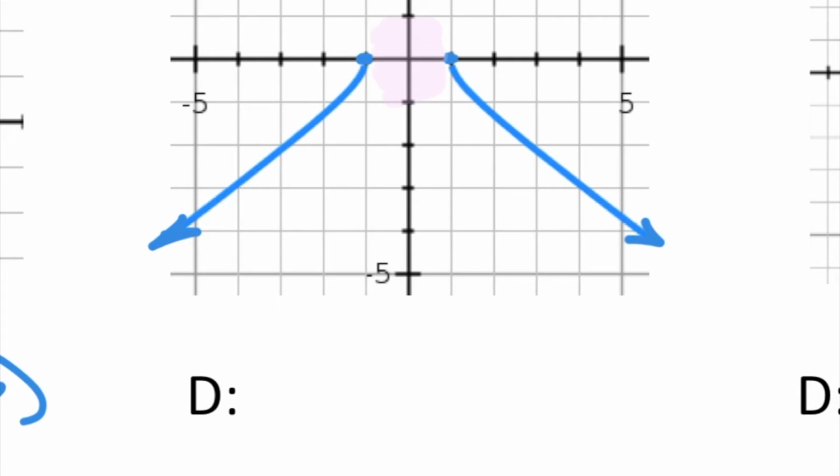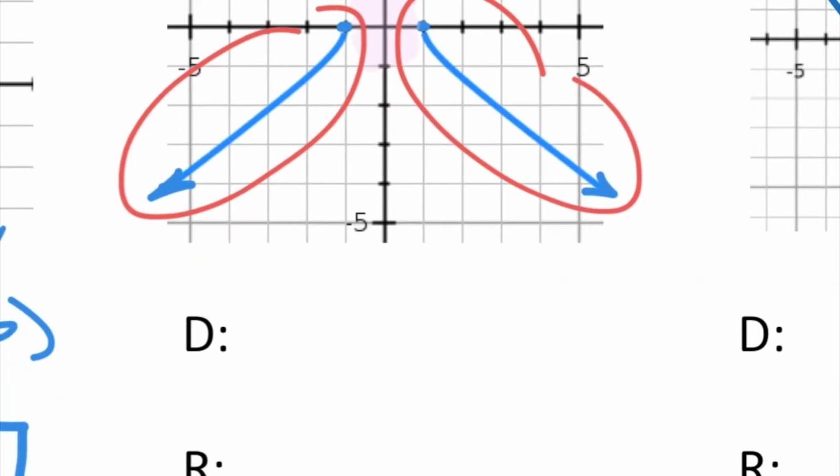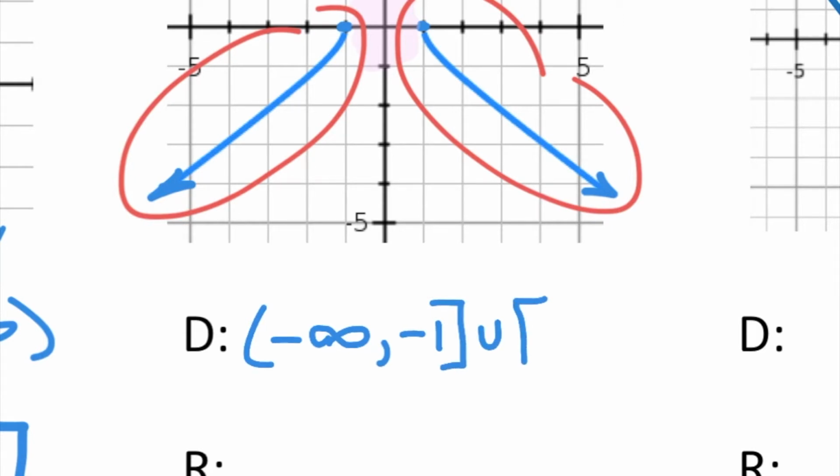And so the domain is going to be in two parts here. This part here goes from negative infinity to negative 1, and this part here goes from 1 to positive infinity. And so we'll write that: round parentheses, negative infinity to negative 1 with a square bracket, and then positive 1 to positive infinity, round parentheses around the positive infinity.